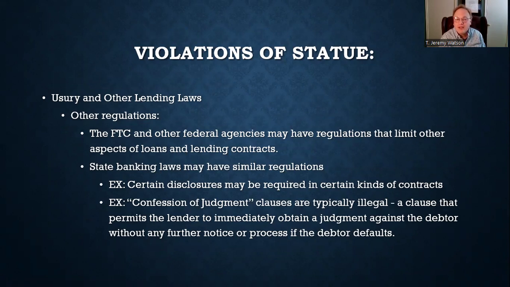Often there are other regulations as well, right? Like the FTC, the Federal Trade Commission, and other federal agencies. There may be related statutes, but again, these agencies typically have rulemaking authority, so there may be regulations as well that limit certain aspects of loans and lending, right? There's all kinds of statutes that govern national banks. There's all kinds of statutes that govern mortgages, those kind of things. And so you need to be aware of those. A contract that violates those statutes may be unenforceable.